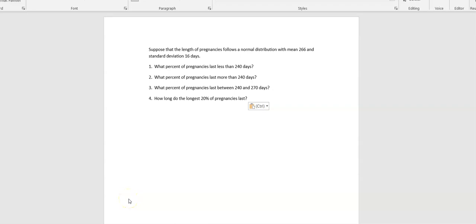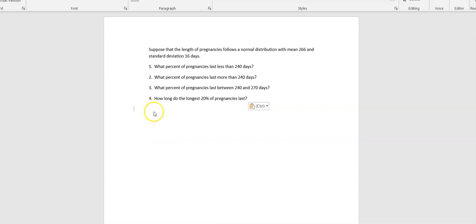Suppose that the length of pregnancies follows a normal distribution with a mean of 266 and a standard deviation of 16 days. We want to know what percent of pregnancies last less than 240 days, what percent last more than 240 days, what percent last between 240 and 270 days, and how long do the longest 20% of pregnancies last.